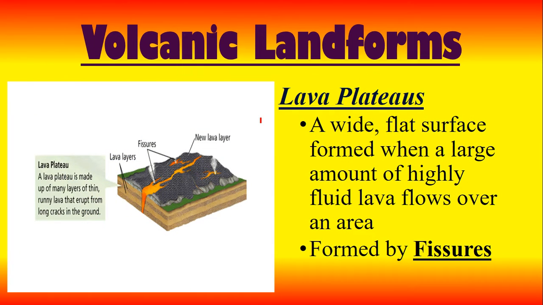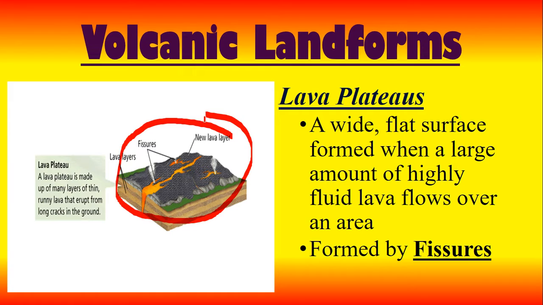Volcanic landform next one is called lava plateaus. It's a wide, flat surface formed when a large amount of highly fluid lava flows over an area. You can kind of see that over here in this picture. Usually it forms from something called fissures. They're just openings in the ground where lava can flow.